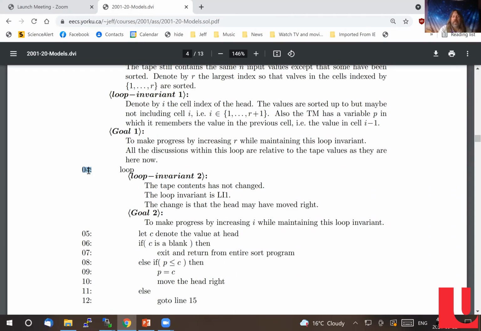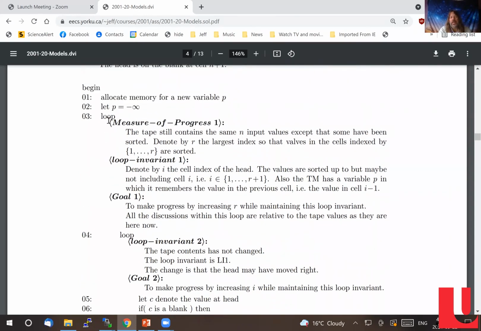What will my start state be? Well, the start state is going to tell me I'm at line 4. The state always tells me what line I'm in. I'm in line 4. What variables do I have? Well, I have a variable p. What value does that variable p have? It has the value negative infinity. Where's the head? Well, that's not part of my state. So my state just says that I'm at line 4 and I have a variable p whose value is negative infinity. So yeah, that's my start state.